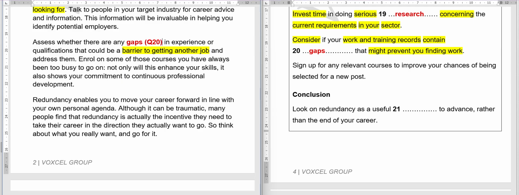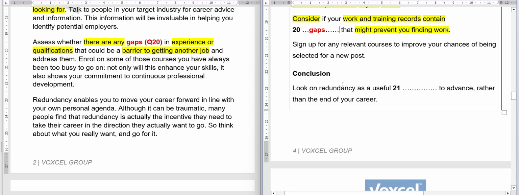Okay, now let's see where are the other paraphrases. So consider the work and training record. So where it is written. For work they have said experience, and training record is basically your qualification. So preventive, I have already told you, is for prevent, barrier. So if your training records contain something, so there are gaps. I hope it is clear.